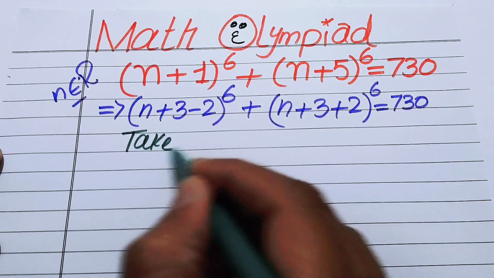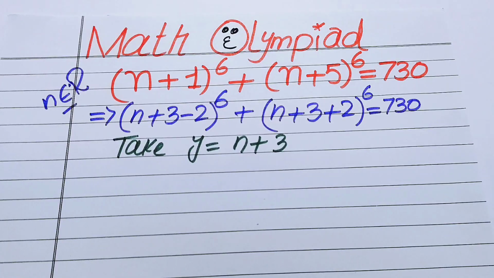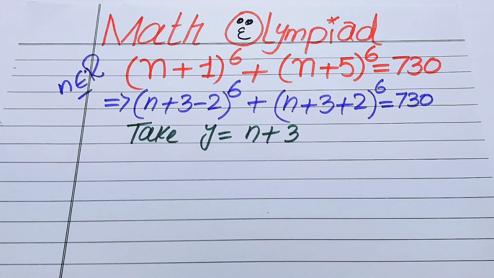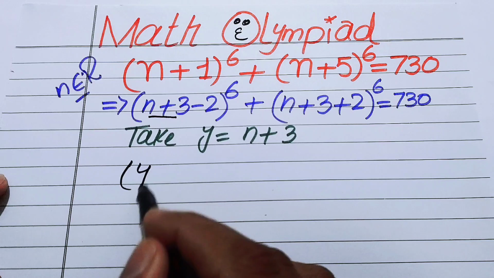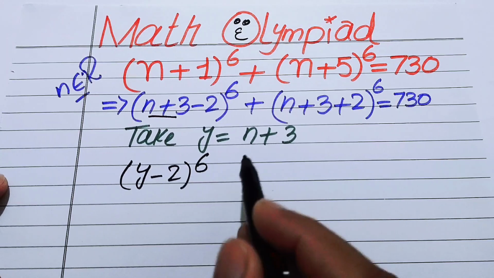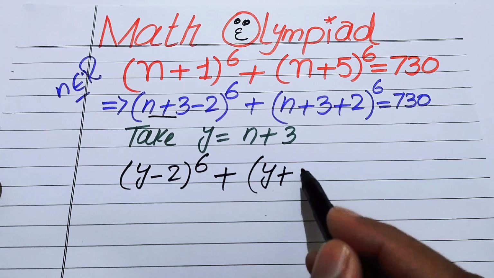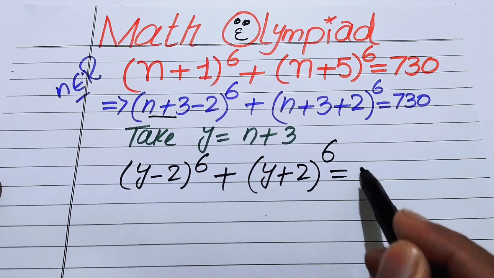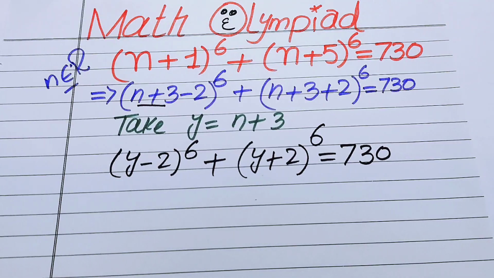In the next step we will make this expression simpler, so we just take y = n + 3. When you take y = n + 3, this expression becomes (y - 2)^6 + (y + 2)^6 = 730.